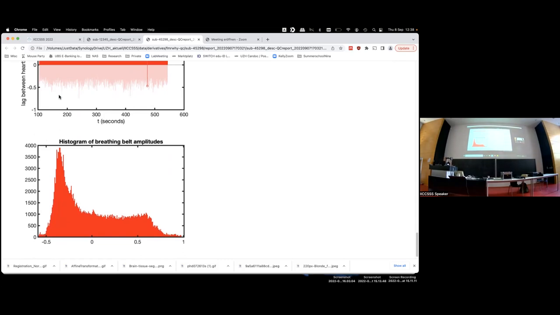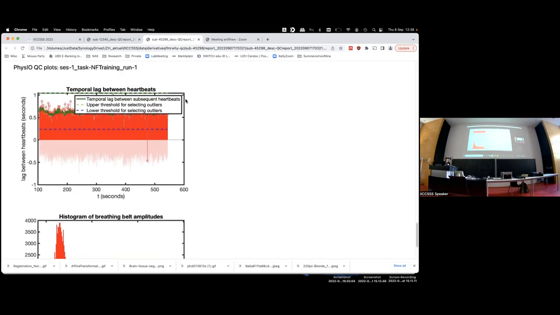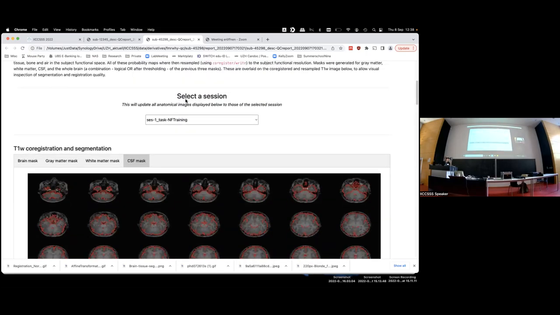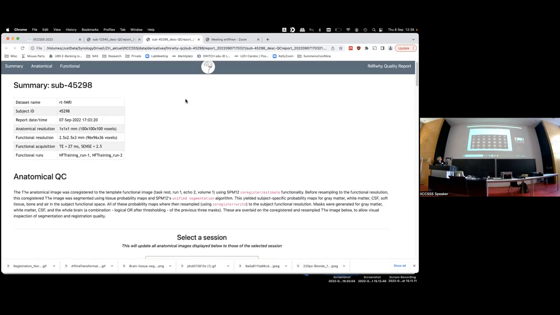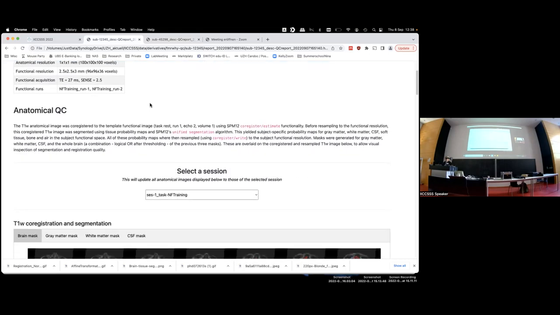And within our toolbox, the state of the art, there would be more metrics to plot. We continue this toolbox further, so we are aiming for more, and we have lots of ideas for more. This is what it can do for the moment. And it means that for every participant, you have one of these HTML files, which summarizes along the sessions, along the runs, all these metrics. And now let's look at our second participant.